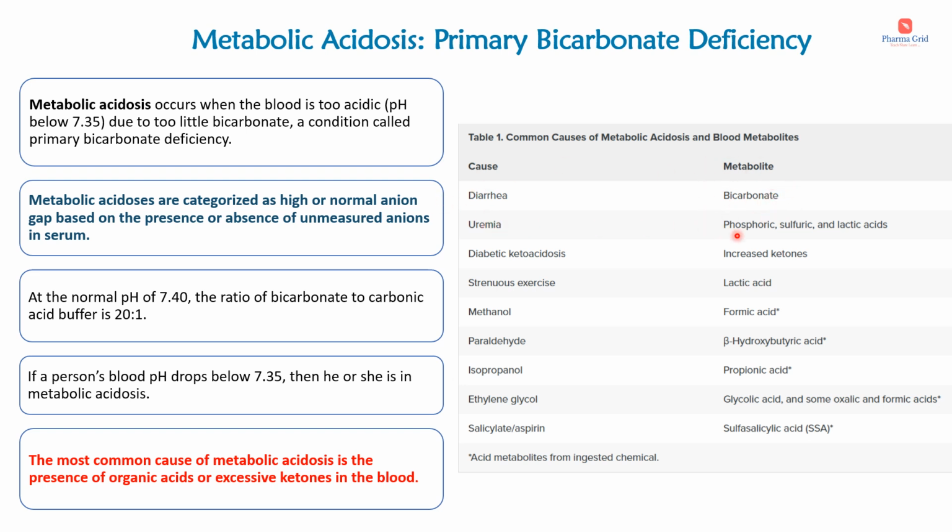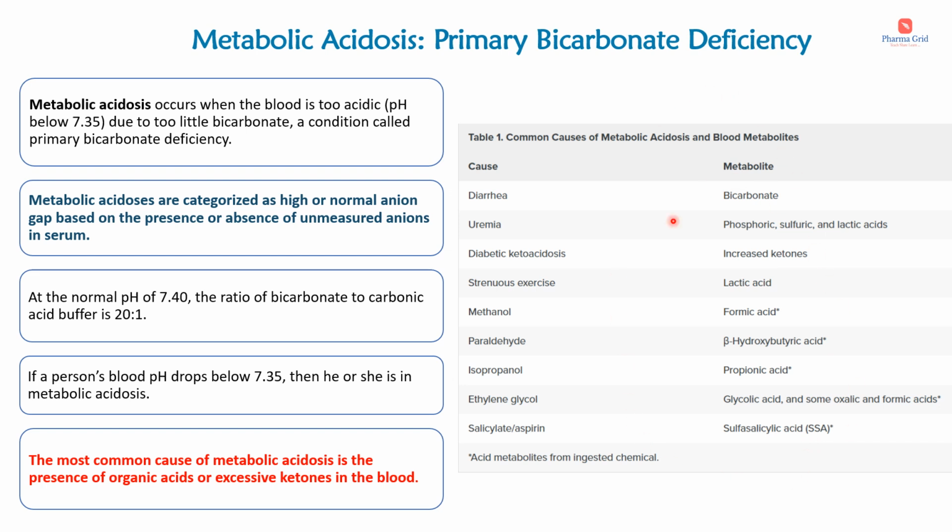Then in uremia, the metabolites formed are phosphoric, sulfuric and lactic acids. In diabetic ketoacidosis, there will be increased ketones. Strenuous exercise will lead to the production of lactic acid. Methanol forms the metabolite formic acid. Paraldehyde leads to the formation of beta hydroxybutyric acid. Isopropanol gives propionic acid. Ethylene glycol forms glycolic acid and some oxalic and formic acid. Salicylate or aspirin forms the metabolite sulfosalicylic acid.